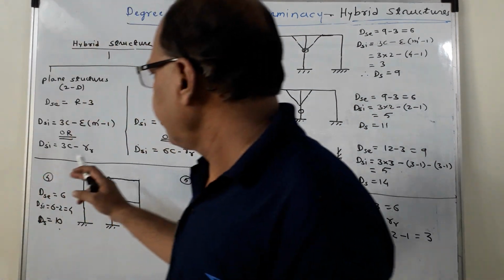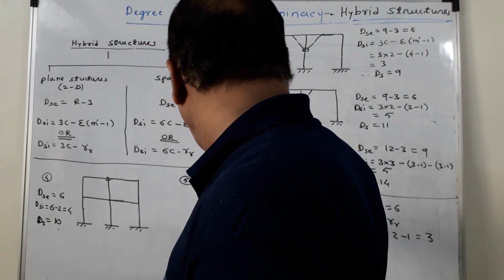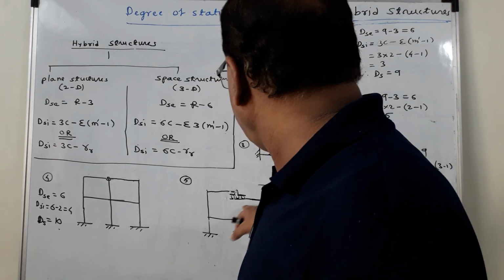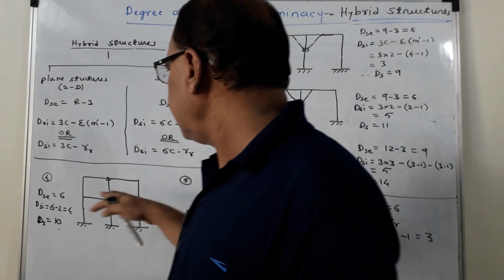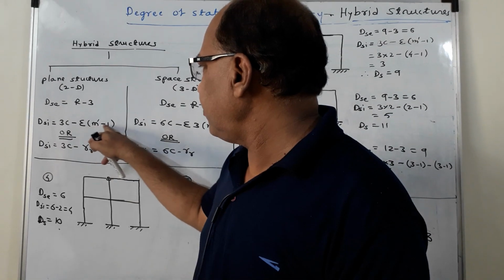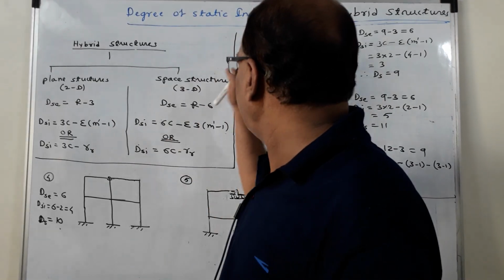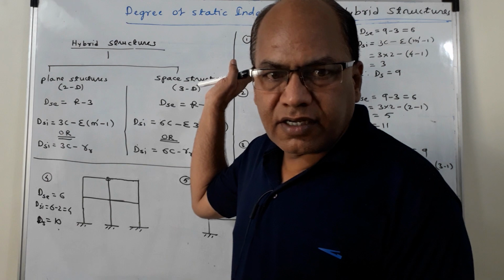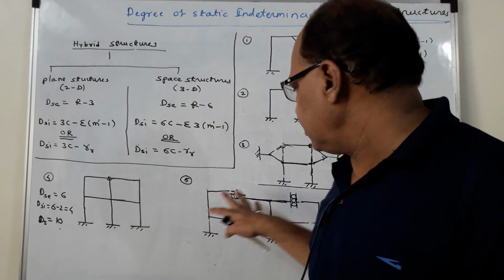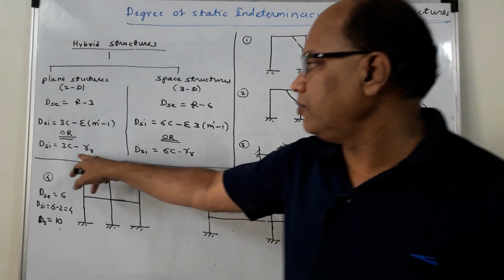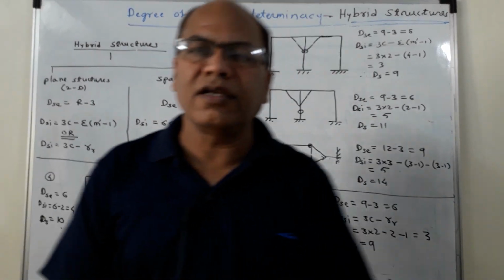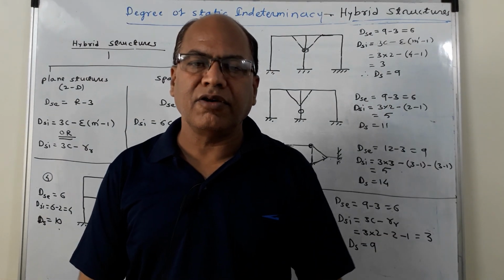So sometimes when the internal arrangement is of this type, instead of using the internal hinges, if this type of arrangement is done, we will be going for this formula. So DSI is 3C minus summation of m dash minus 1. It is to be used for the hybrid structures in which the internal hinges are provided, whereas for this sort of structures we will have to use the formula DSI is equal to 3C minus RR. So this is how you can get the degree of static indeterminacy of hybrid structures.